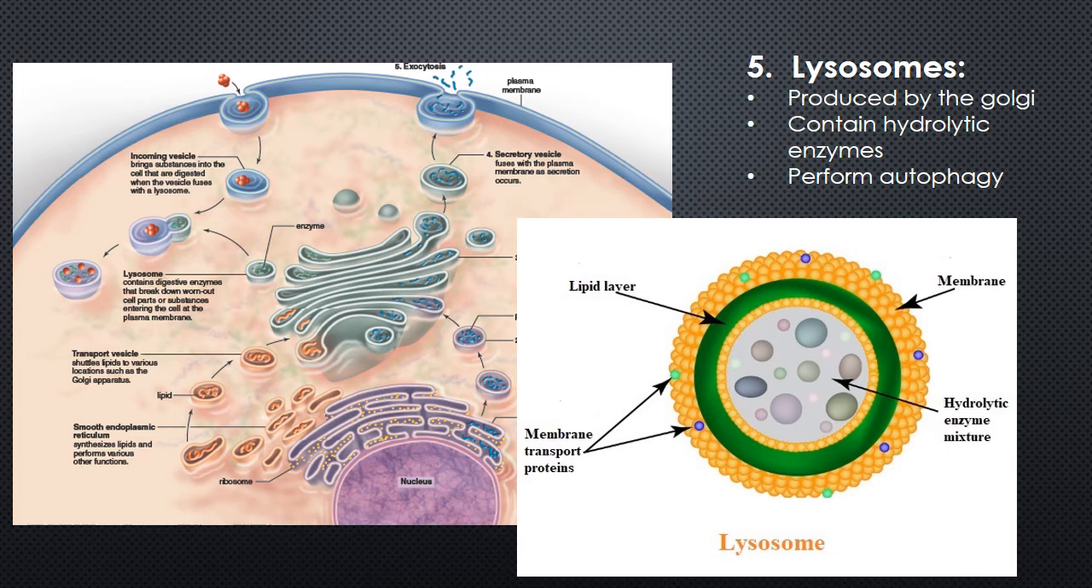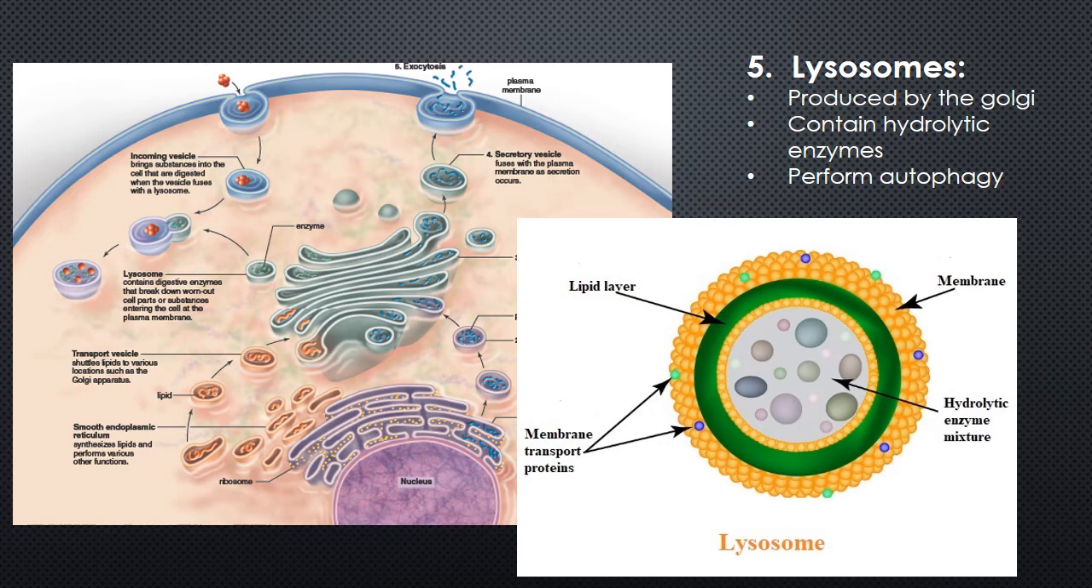It's what we call autophagy. So if there are portions of the cell that have been damaged or proteins that have been folded incorrectly, they are engulfed in these lysosomes and broken down and destroyed, and then their parts can be reused.